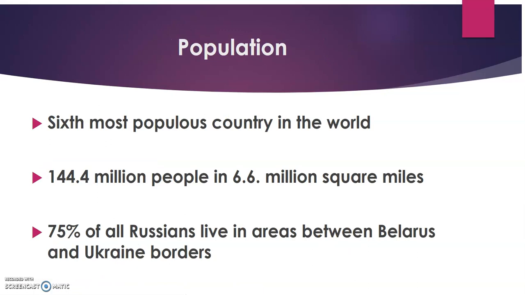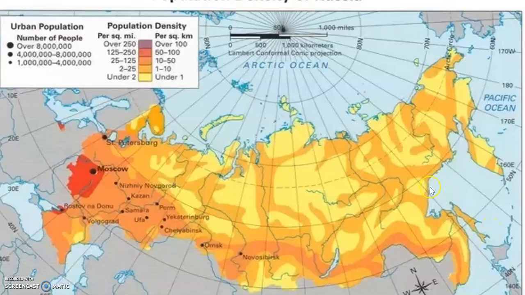In terms of population, okay, Russia is the sixth most populous country in the world. Now, 75% of all Russians live in areas between Belarus and the Ukraine borders. Now on this map, okay, I give you guys the urban population of Russia. You'll see that the bigger circle means that it's over 8 million. Okay, middle-sized circle means that it is between 4 million and 8 million people, while the smaller circles is between 1 million and 4 million.